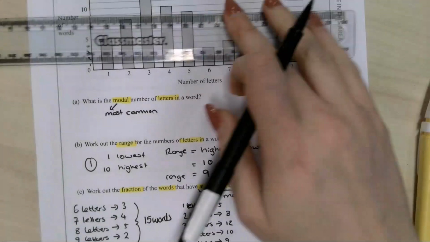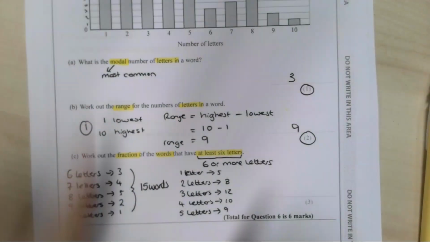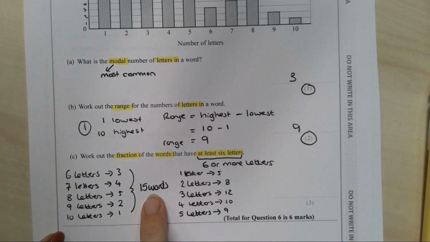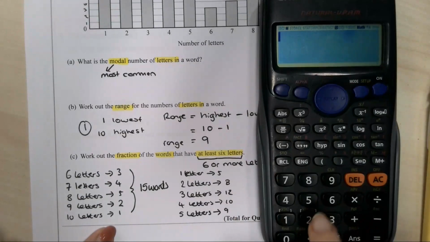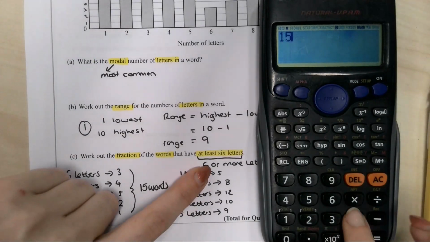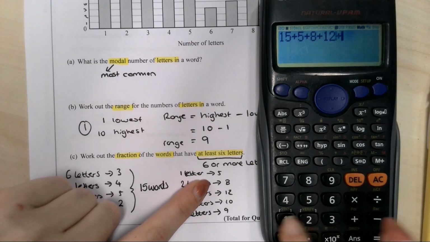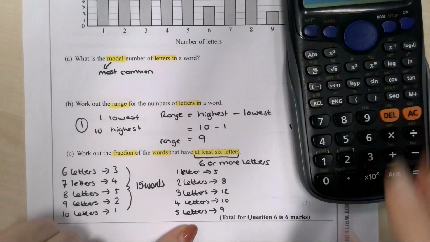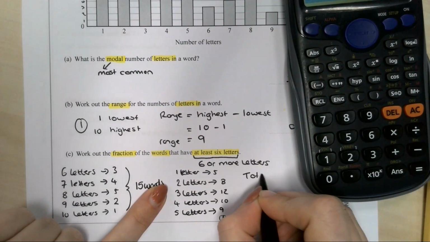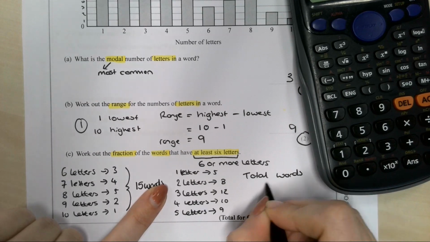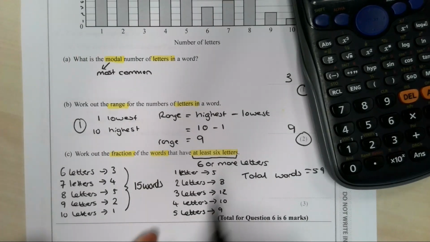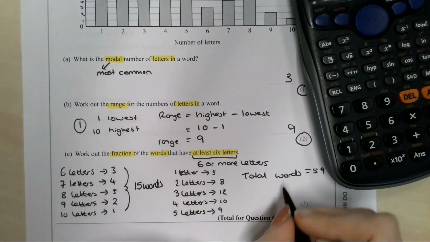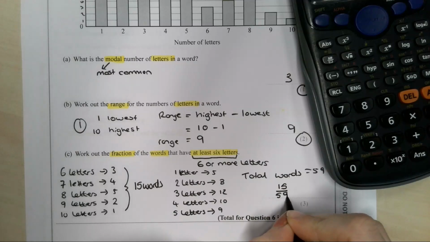Okay, so I know that 15 words have 6 or more letters, and now I need to work out the total amount of words there are in the paragraph. So I'm going to add them all up. I know that this total is 15. So I'm going to add 5 plus 8 plus 12 plus 10 plus 9. So in total, there are 59 words, and 15 out of those 59 have at least 6 letters. So my answer is 15 out of 59.